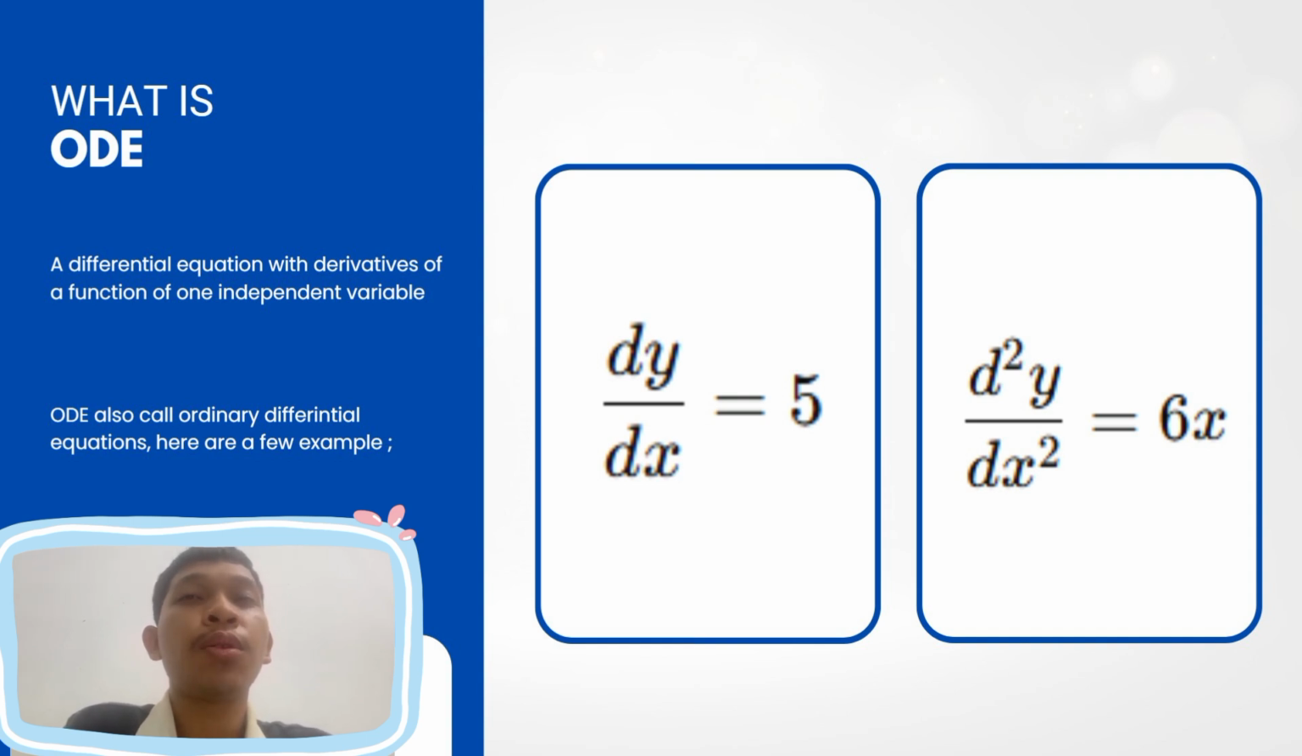The first picture contains a first order ODE, where the highest derivative is the first derivative. The second picture contains a second order ODE, where the second derivative is the highest derivative.